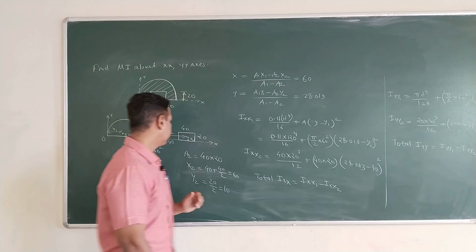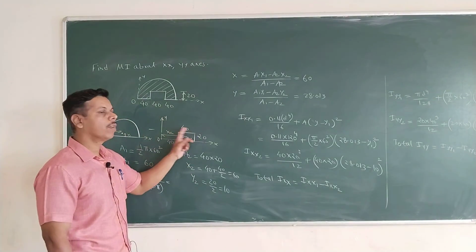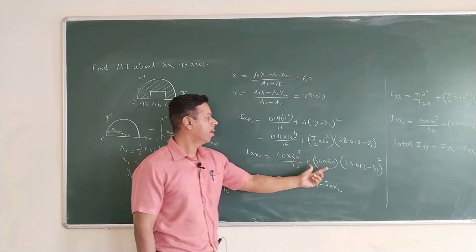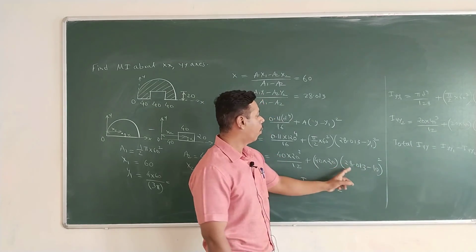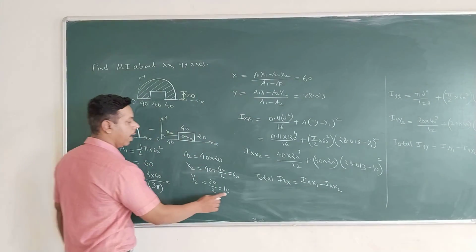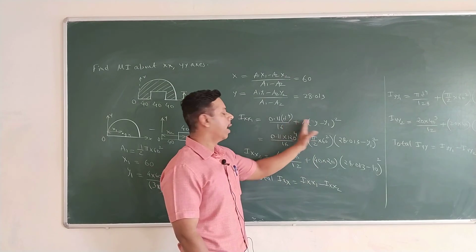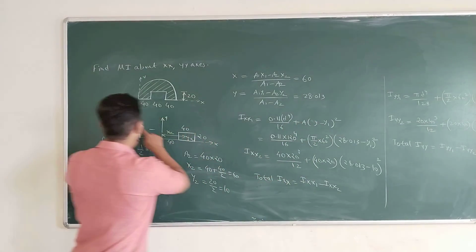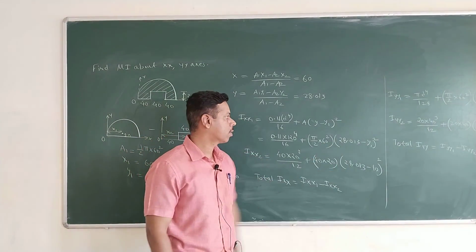Then Ixx2 for the rectangle: the formula is b d cube by 12. b is always horizontal, 40, and d is always vertical. So b d cube by 12 plus its area into h square. h is nothing but y minus y2. You put y over here and select y2 and place it over here, y minus y2 square. So find Ixx2 and Ixx1, and then the total Ixx. How to find the total Ixx? Semicircle minus rectangle, so Ixx1 minus Ixx2.